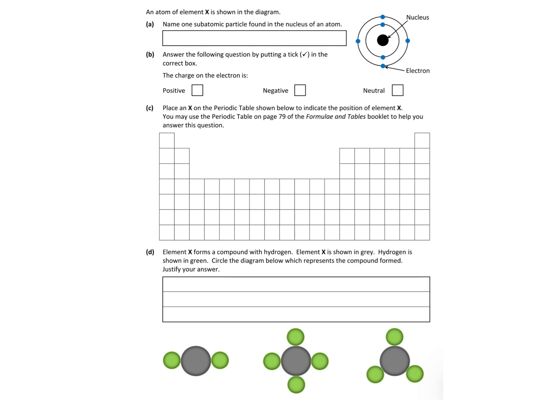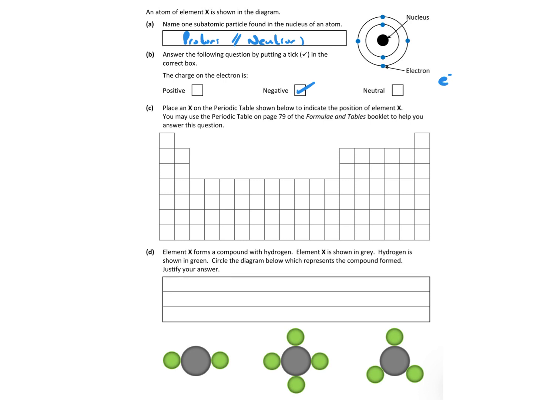So another question which has appeared on the state exam, we've already seen part of this before, but we'll do it again here. Name one subatomic particle found in the nucleus. So that's either the proton or the neutron. Make sure you only write down one. Answer the following by putting a tick in the correct box. The charge on the electron is negative. That's why we are writing E minuses. Place an X on the periodic table below to indicate the position of element X. You may use the periodic table on page 79 to help you answer this question.